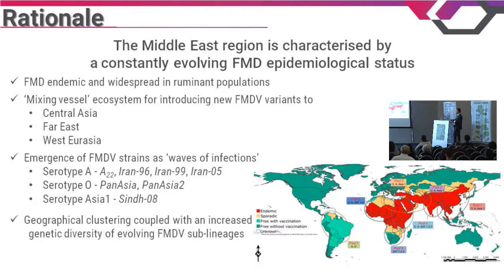It's quite clear that in the Middle East there is a geographical clustering of foot-and-mouth disease lineages, which is increasing genetic diversity and starting to evolve into sublineages characterized by this geographical cluster. Currently, we have no clear idea how these are evolving, how they are moving within the region, or how the evolutionary dynamic is happening at the geographical scale or at country level.